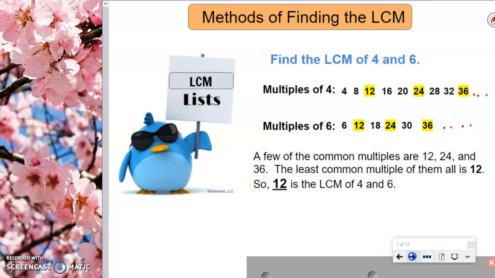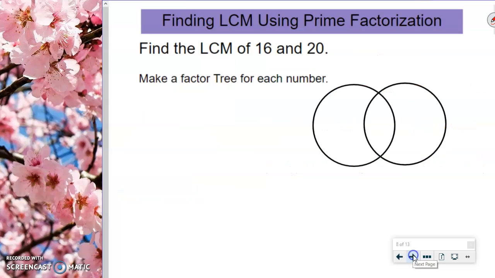Now that method works really well for numbers smaller than 12, because we have those multiplication facts memorized, and it's real easy for us to start listing multiples up to 12. But it gets tougher when you're working with numbers bigger than 12. And that's why we have a second method that we can use to find the least common multiple. This method involves finding the prime factorization and then using a Venn diagram.